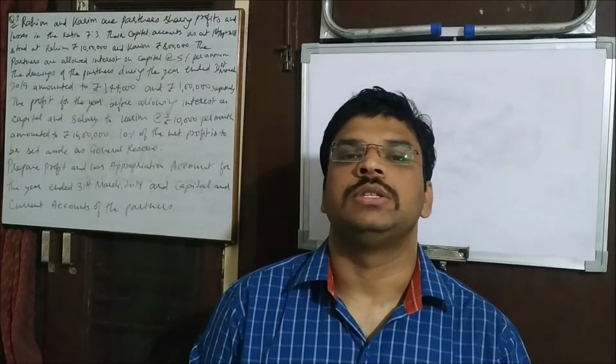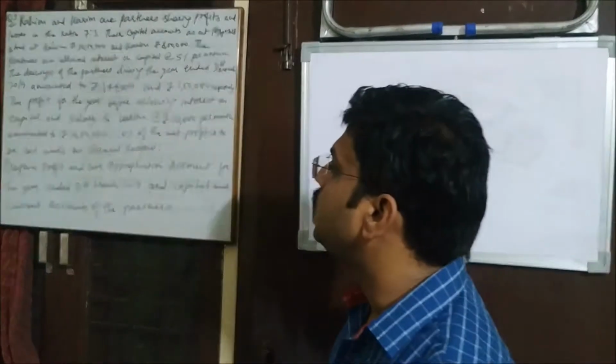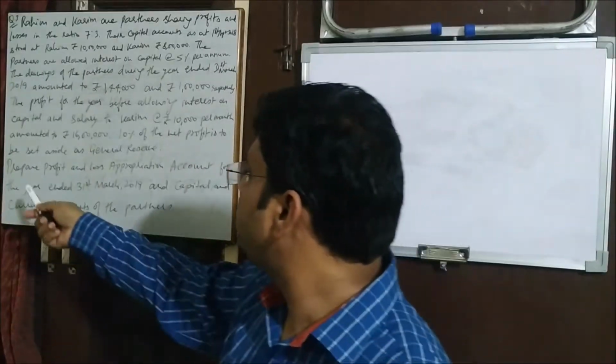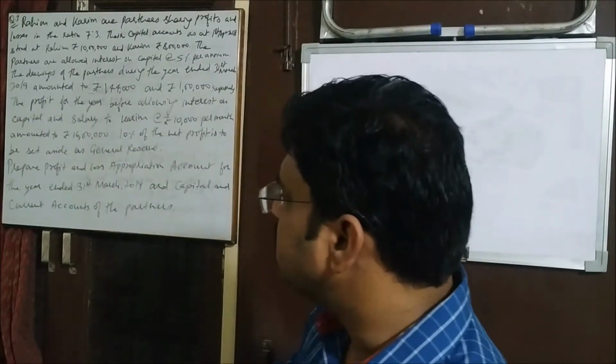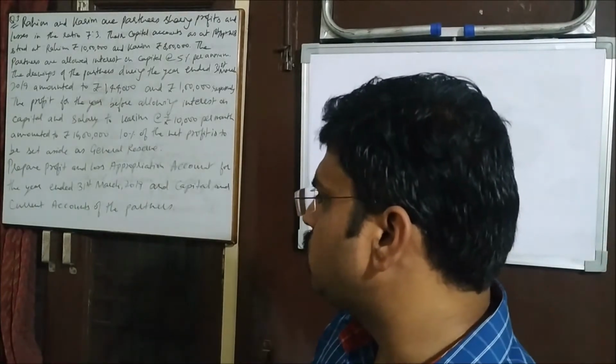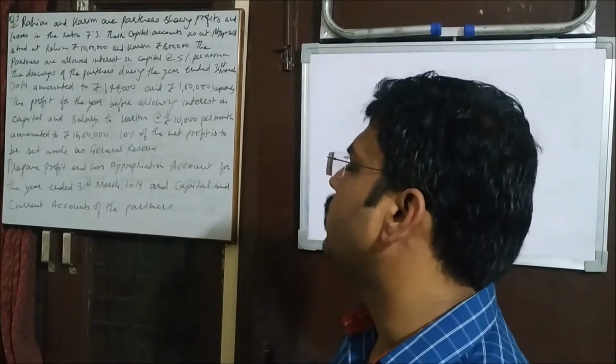So now you can see the question on your screen. I have written the question here. Now let's read that. Prepare profit and loss appropriation account for the year ended 31st March 2019 and capital and current accounts of the partners.